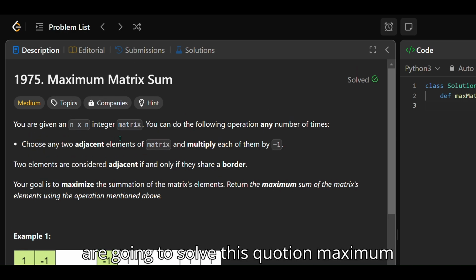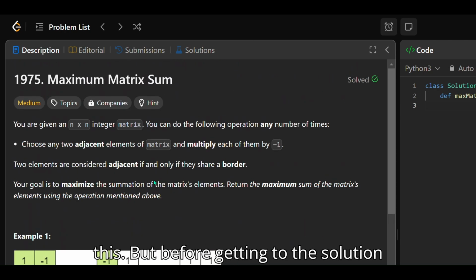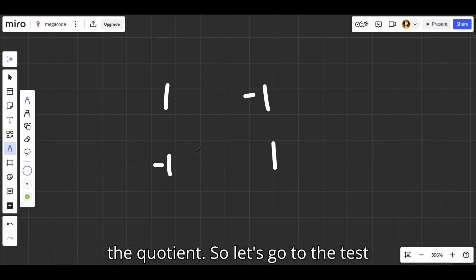Today we are going to solve this question, maximum matrix sum. Now here's some of the description of the question and all of this. But before getting to the solution, I want to give you the clear context of the question. So let's go to test case one.